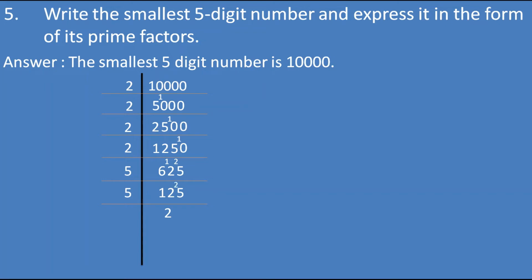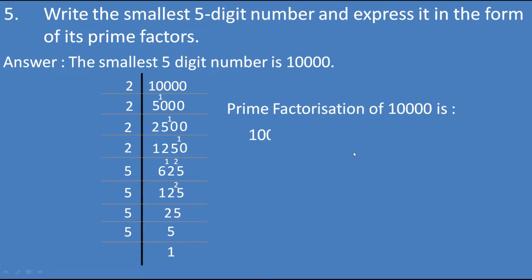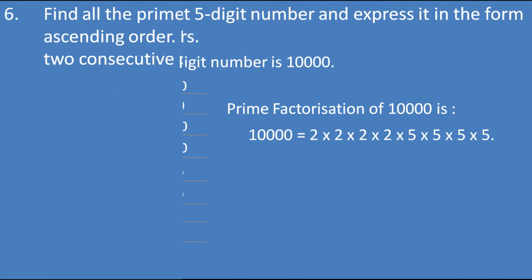So this became 25. So 5 5s are 25. Now we got 5. So 5 ones are 5. Okay, so the prime factorization of 10,000 is 2 into 2 into 2 into 2 into 5 into 5 into 5 into 5. Okay. So let's move to the next question, that is the 6th one.